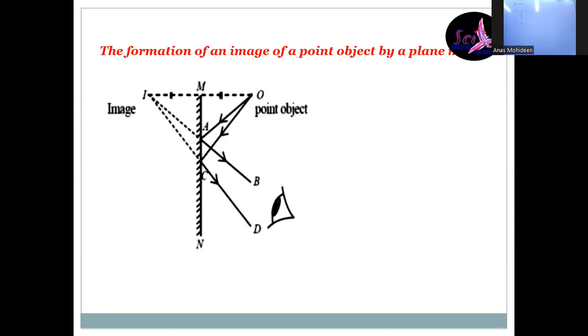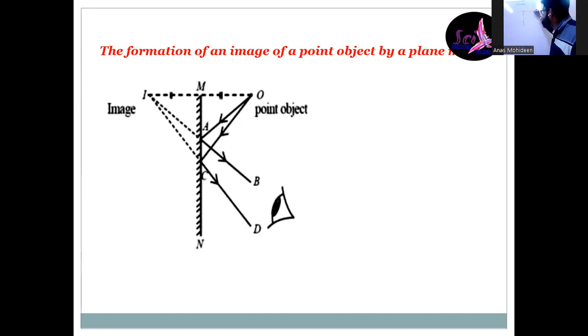Now, the very first thing when I'm drawing the diagram is to make sure I have taken the correct side. This is the mirror, so that should be the place where I keep the object? I can't be inside the mirror. I have to be in front of the mirror. So in front of the mirror, I have taken this point.